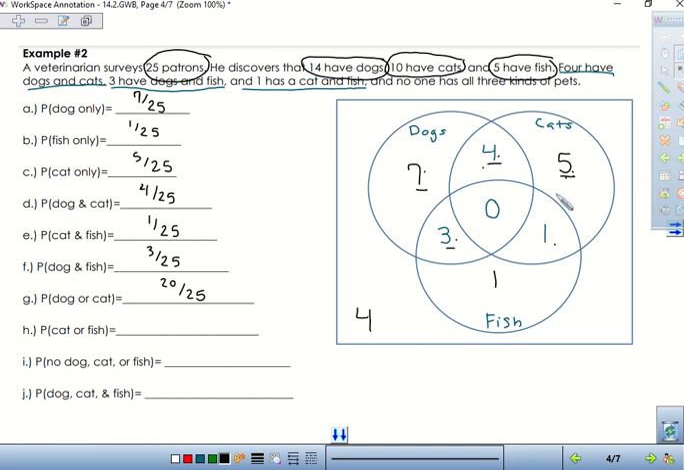So cat or fish, that's everybody in any of these circles. So 4 plus 5 is 9. 9 plus 1 is 10. 10 plus 3 is 13. Plus 1 is 14.